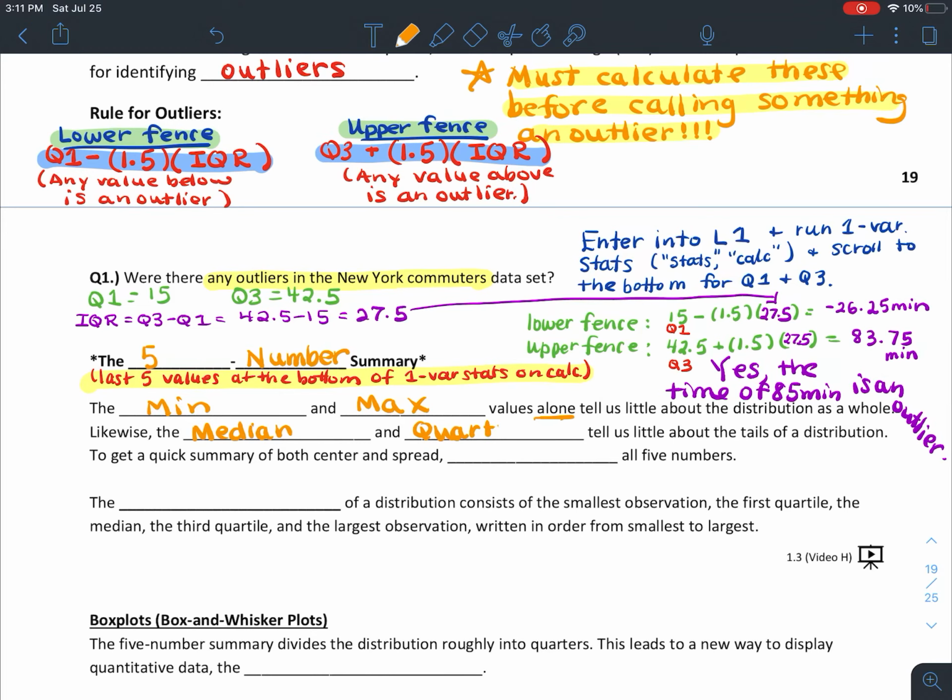The median and the quartiles don't tell us a whole lot about the ends of the distribution. If we want a quick summary of the center and the spread, then we want to combine all 5 of those values together into what we call a 5-number summary. The 5-number summary is the min value, first quartile, the median, third quartile, and the max, or the largest observation. These are the last 5 values listed when you run one variable stats.